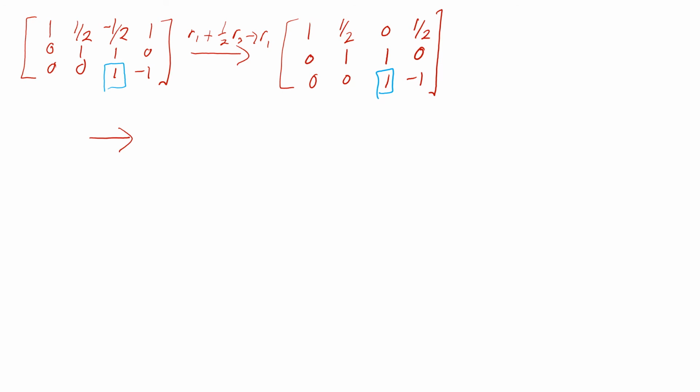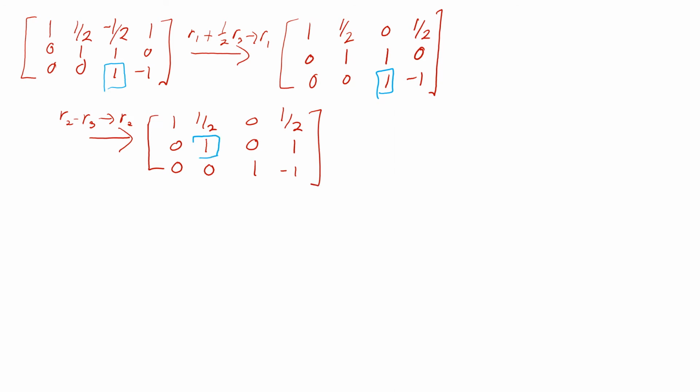pivot position. So for this one, we're going to do row 2 minus row 3 is the new row 2. 1, 1/2, 0, 1/2. Now row 2 changes, becomes 0, 1, 0, 1 when you do the subtraction, and 0, 0, 1, -1. So now we're done with that one.